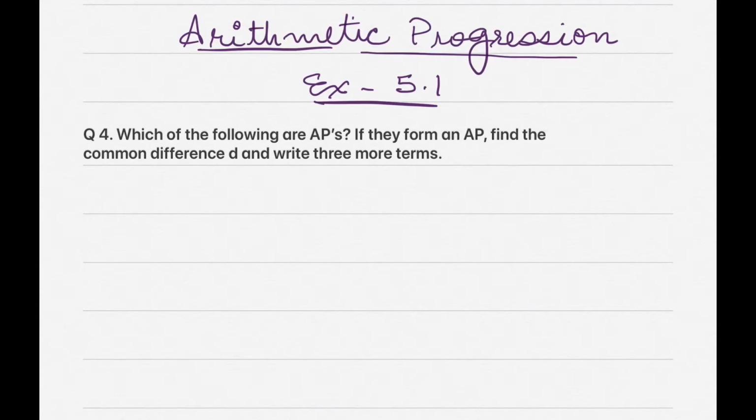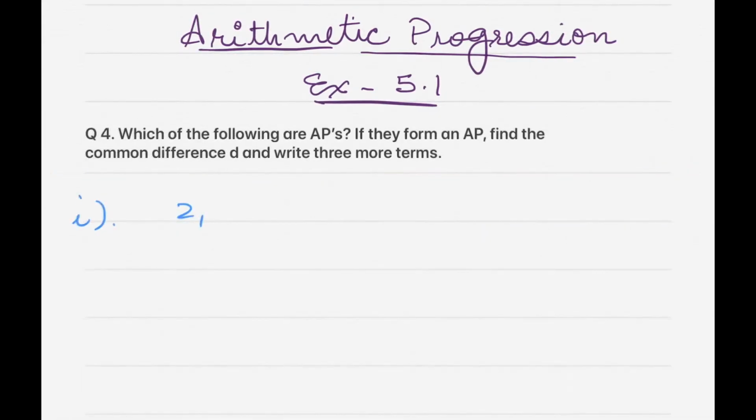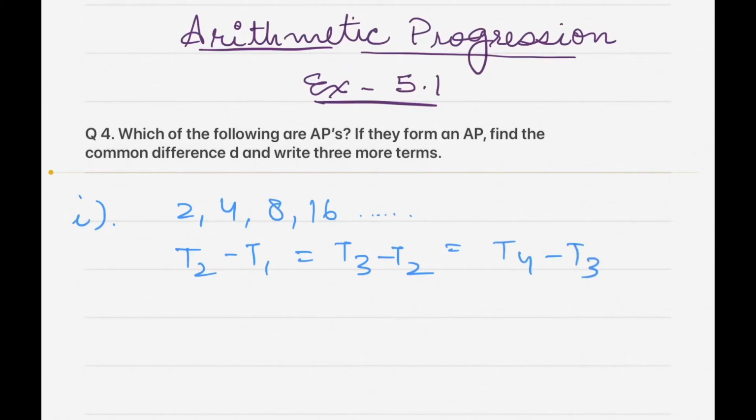So we are given the APs and we have to first figure out whether they are in AP or not. Okay, so let's move to the first part. First part AP is 2, 4, 8, 16 and so on. Is it in AP? So we have to figure out. If my T2 minus T1 is equal to T3 minus T2, which will be equal to T4 minus T3, since 4 terms are given to me, if they are equal, then I can say that it is in AP.